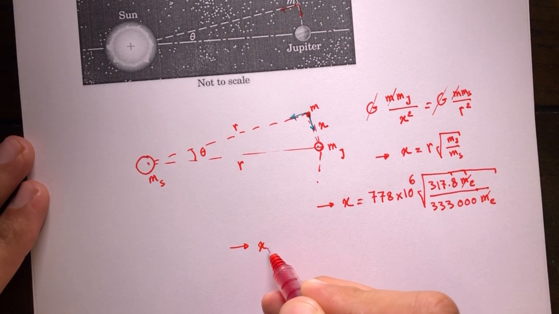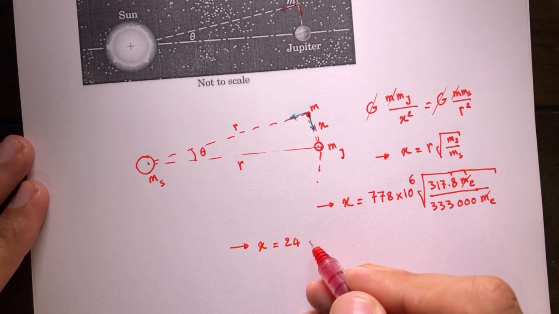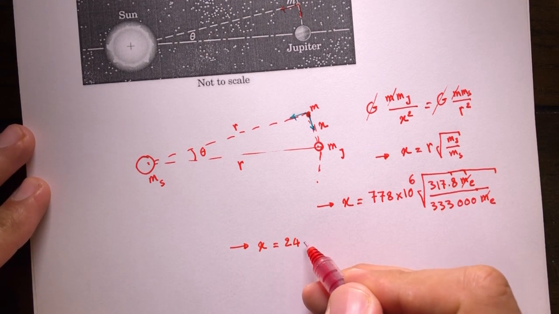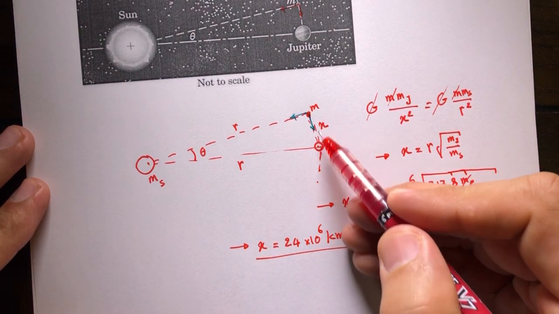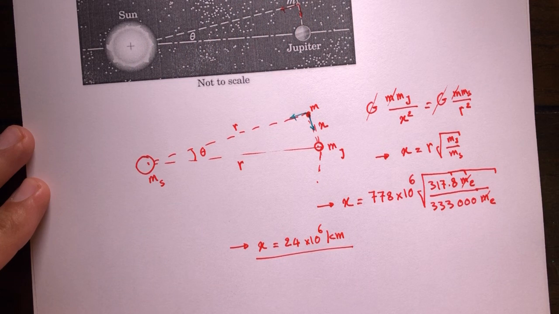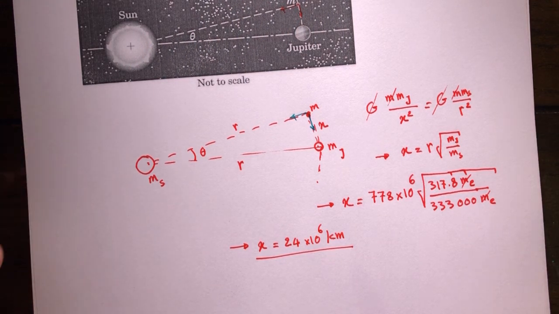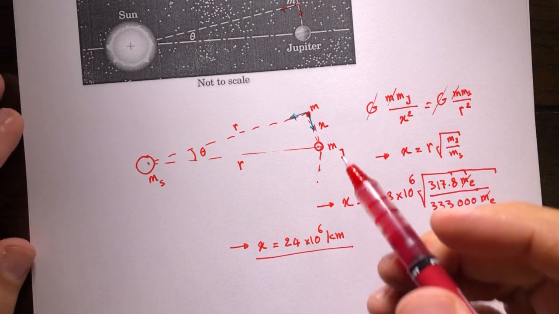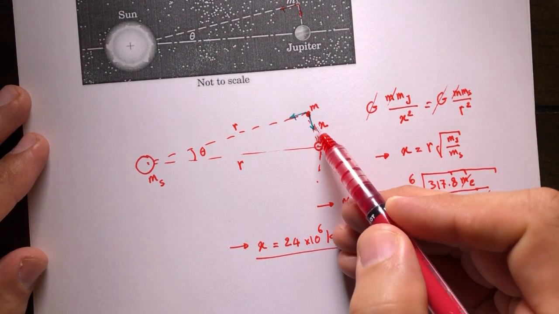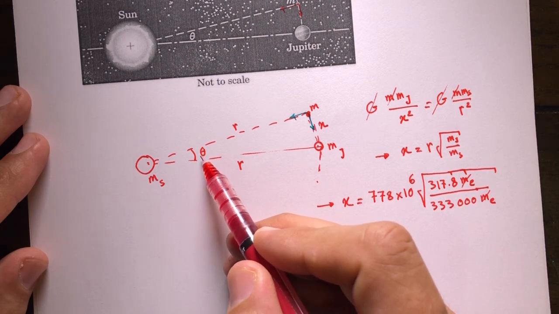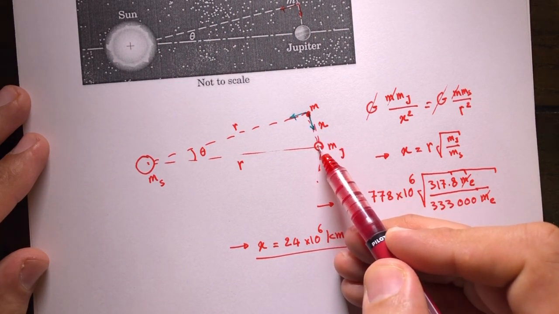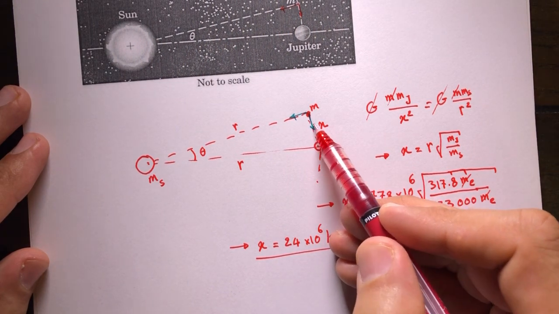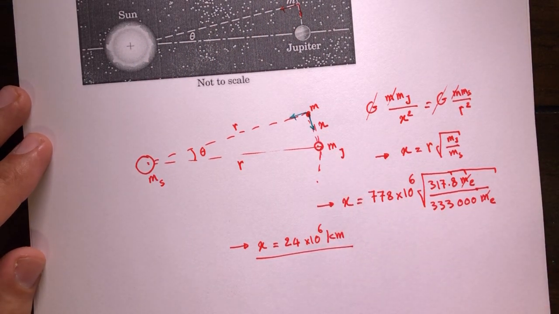So x is going to be equal to 24 million kilometer. So 24 times 10 to the 6 kilometer. So this is this distance, and we want to find theta. There are different ways to find this theta. Probably the simplest way is we can say this angle is a very small number. And if an angle is a small number, then the distance between the particle and Jupiter is going to be equal to the length of that arc. They're going to be very close to each other.